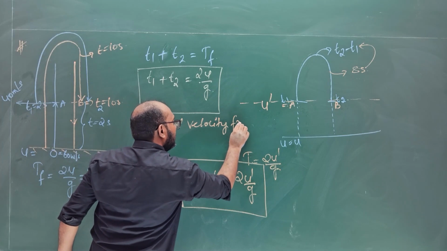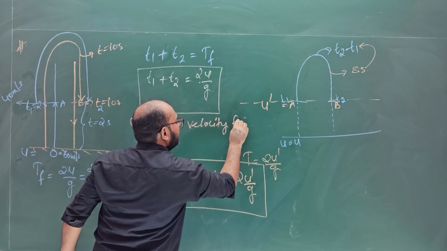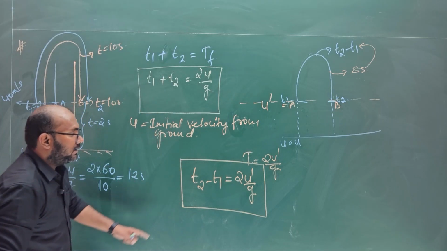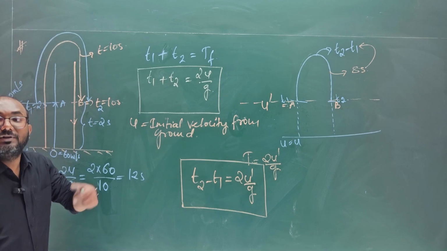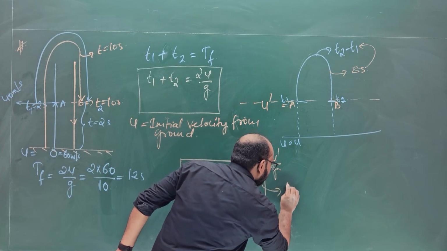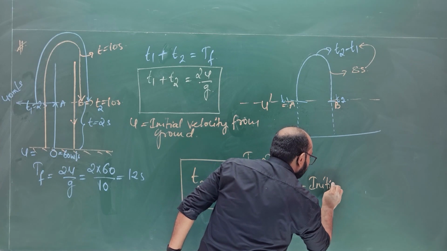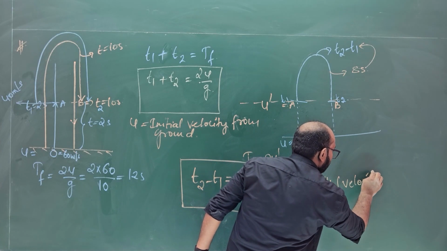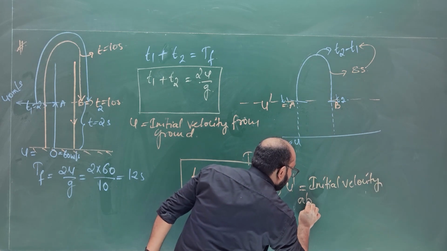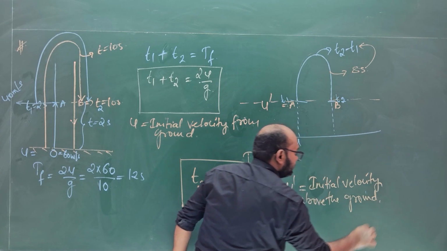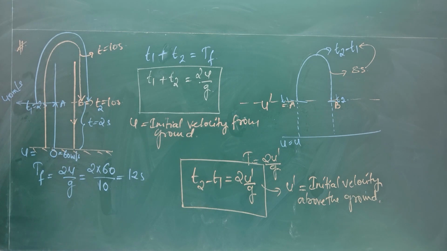From ground to ground, we will write. From ground. Okay, here u dash is the initial velocity above the ground. Okay, very good. So here u dash is equal to the initial velocity above the ground. Did you understand, son? Okay.